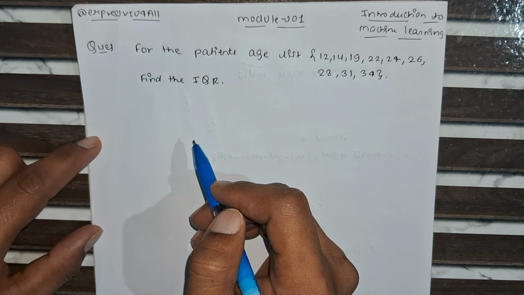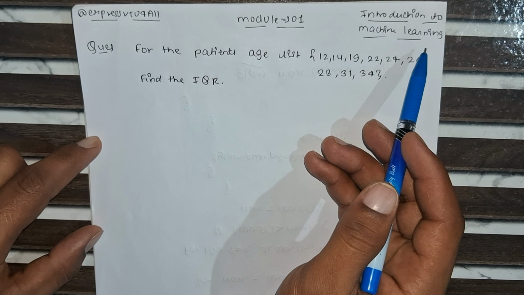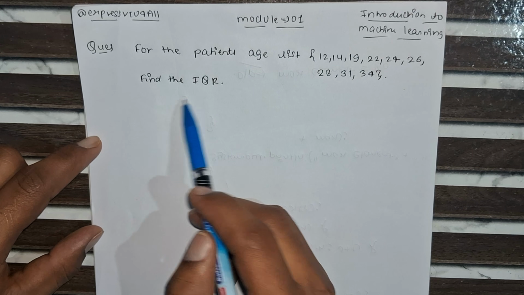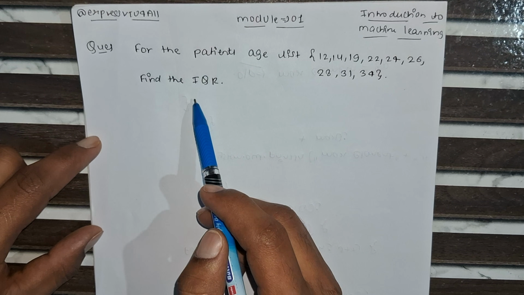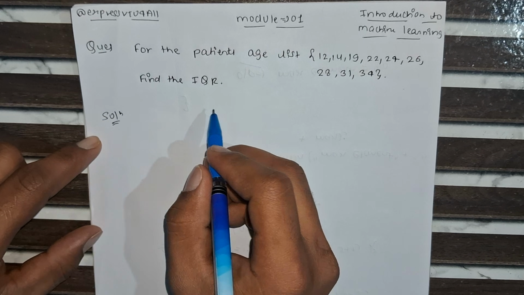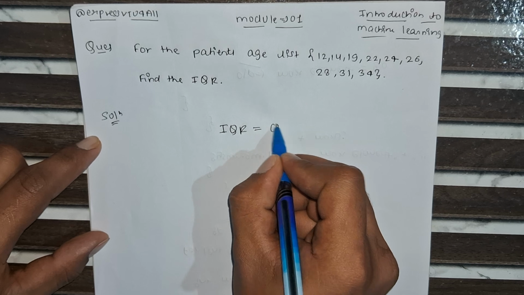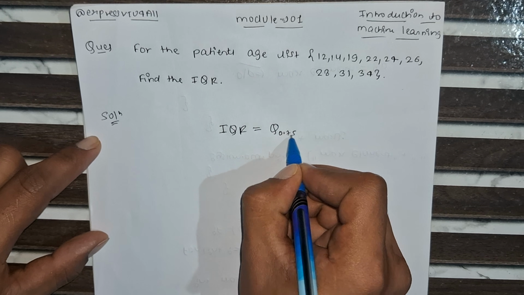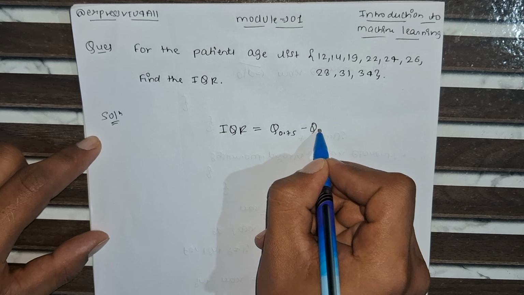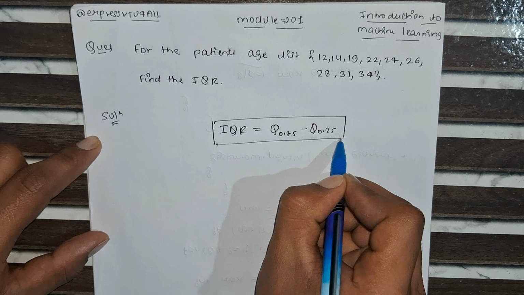In this video, we are going to solve a very important problem from Module 1, Introduction to Machine Learning. So the question is, for the patient age list given here, find the IQR. IQR is nothing but interquartile range. First we know the formula of IQR: IQR equals quartile range of 0.75 minus quartile range of 0.25. This is the formula to find the interquartile range.